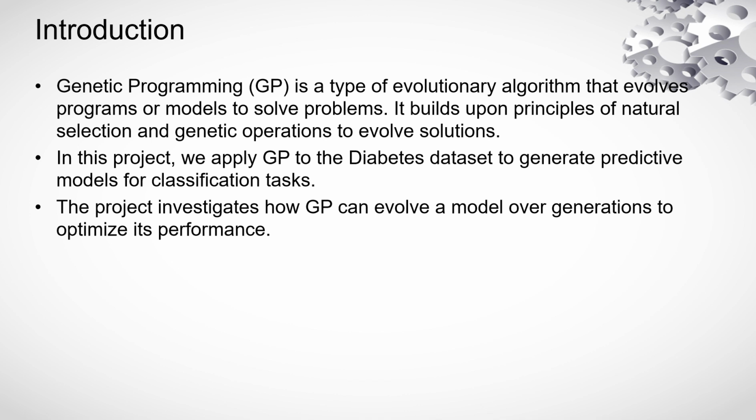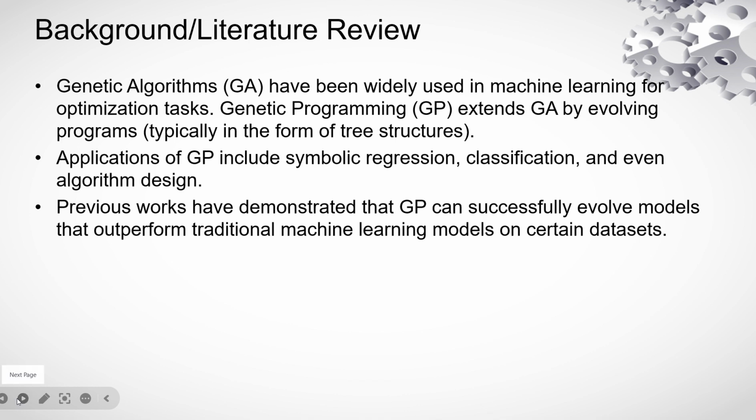In this project I have used GP, as I said before. Genetic algorithms have been widely used in machine learning for optimization tasks, trying all the combinations, getting the best accuracy, and finding the best individual, the best fitness score. GP extends GA by evolving programs, typically in the form of a tree structure. GP can successfully evolve models that outperform traditional machine learning models on certain datasets.